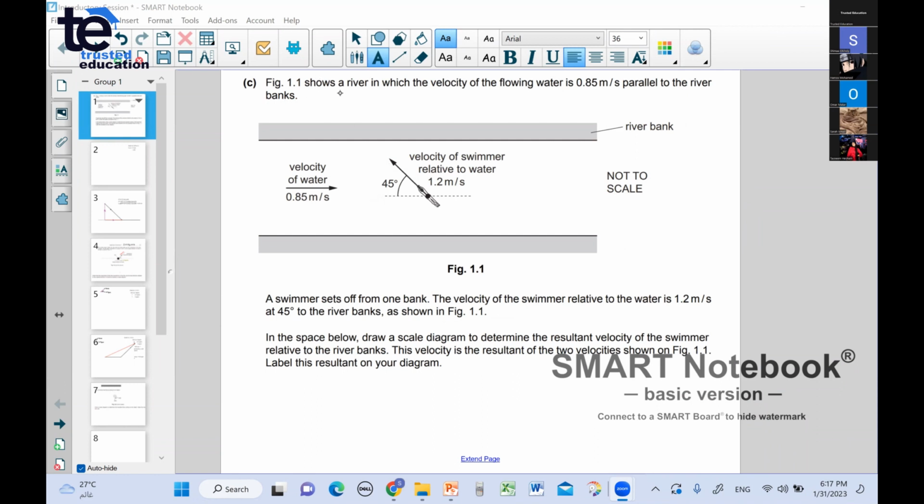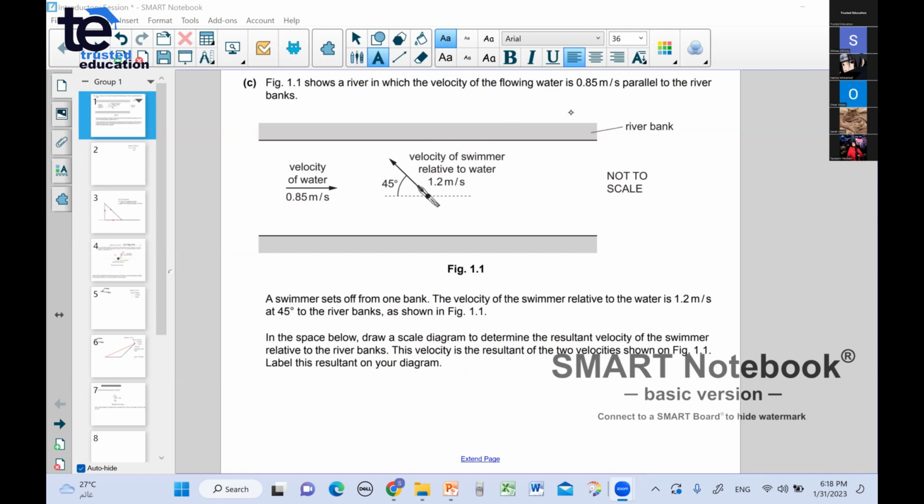Here, figure 1.1 shows a river in which the velocity of the flowing water is 0.85 meter per second, parallel to the river bank. This is the river bank, and the water is flowing in this direction. I will check the unit. I'm talking about a vector quantity, here the velocity, and I noticed that from the unit. So the first vector is directed toward the east and has a magnitude of 0.85.